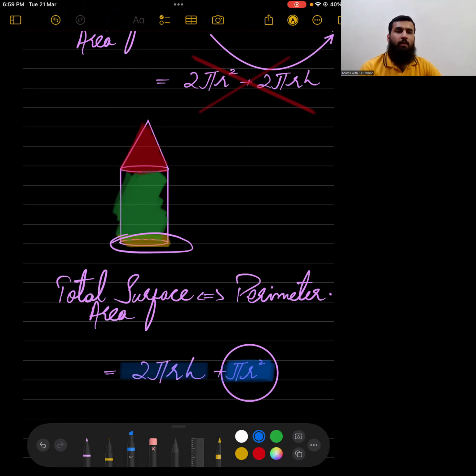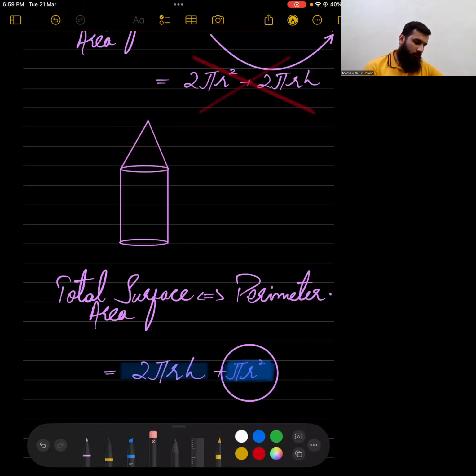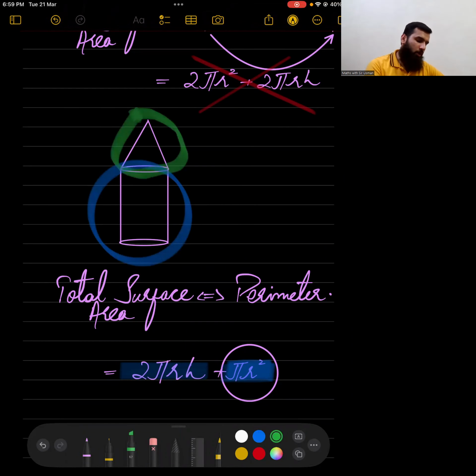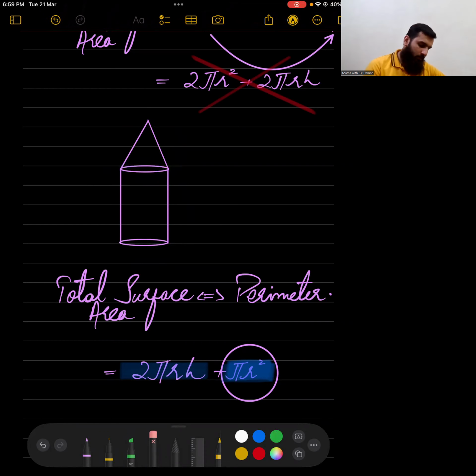Sir, this cone and cylinder figure, I didn't understand the total surface area. Okay. So what you have got over here is that you had a cylinder and you placed a cone over its top. Now, if you see, we have this circle from the cylinder being covered by the cone.